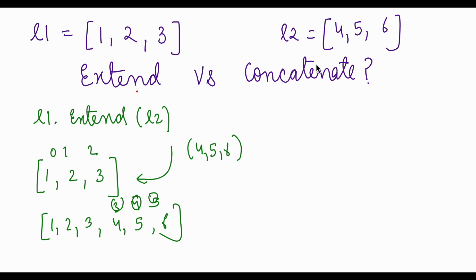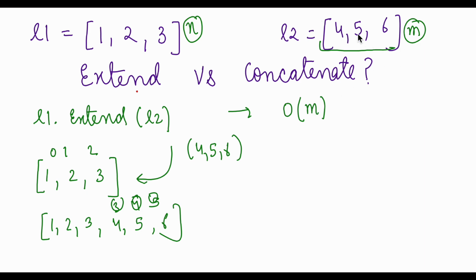So technically the size of L2 matters to me in case of extension, because I am just extending L1. So the initial size of L1 does not matter when we do extend. That's why whenever we extend, the time complexity is O of M, where for example N is the size of L1 and M is the size of L2. So this is a time complexity of O of M.